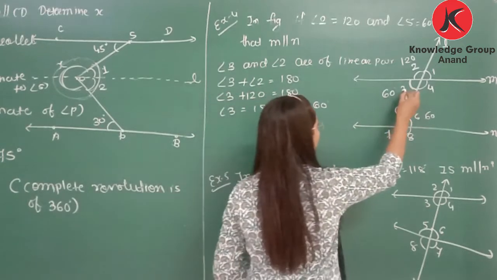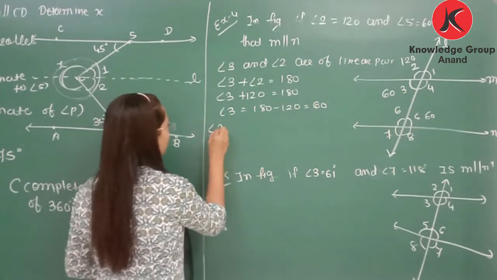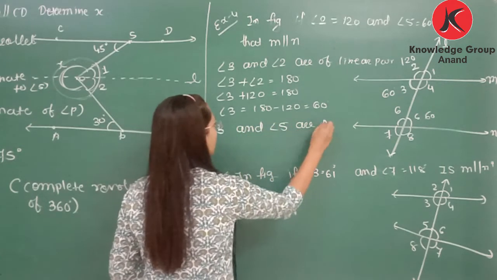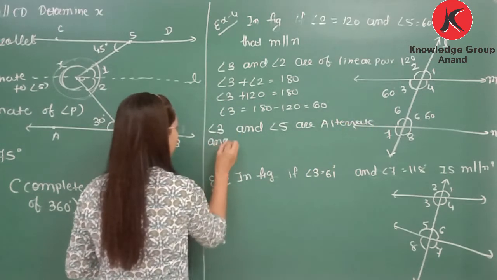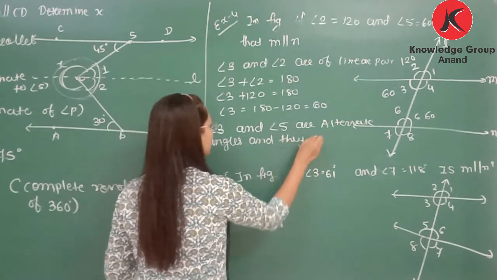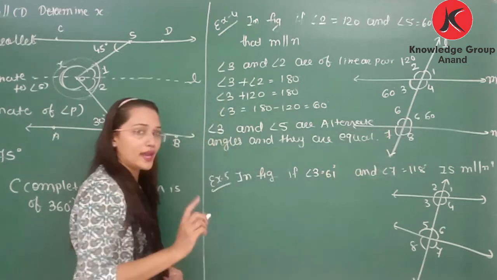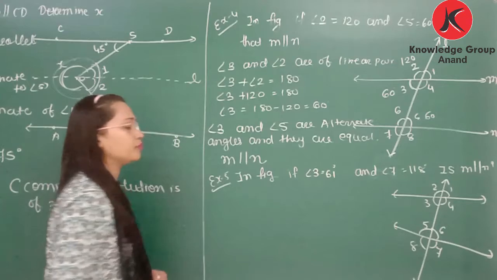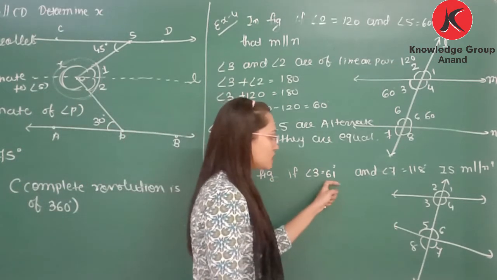So here we found that angle 3 and angle 5 are alternate angles, and they are equal. If alternate angles are equal, then lines are parallel. So we can write L is parallel to M. Clear?